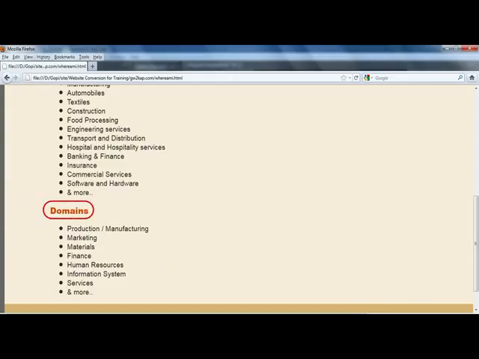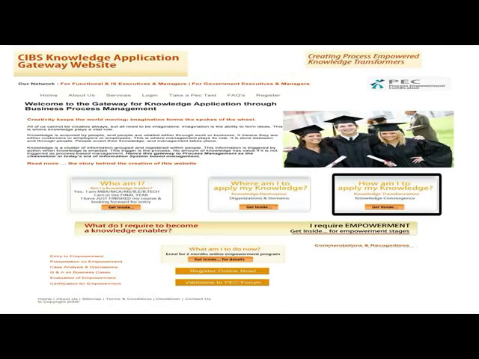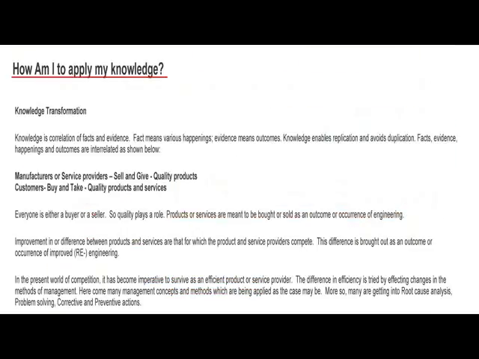Every organization has got different domains. The primary domains are production and manufacturing, marketing, materials, finance, human resources, information system and services, and many more. Let us get into the other heading. How am I to apply my knowledge? The knowledge transformation, that is knowledge convergence. Get inside detail.